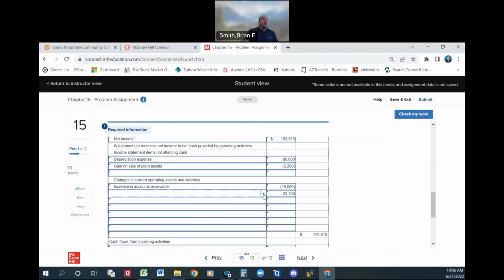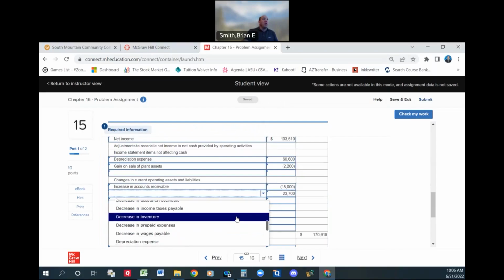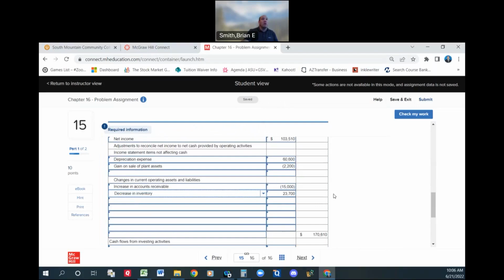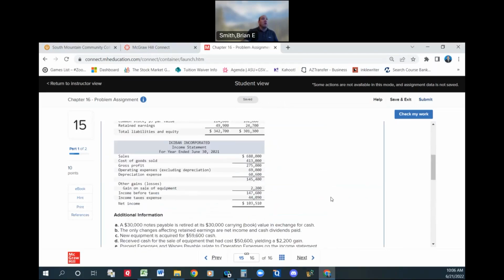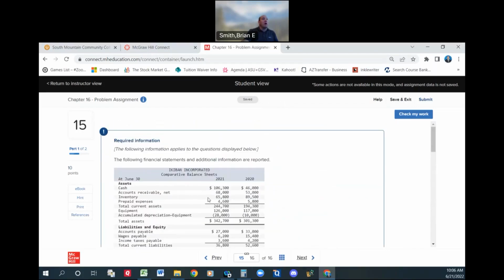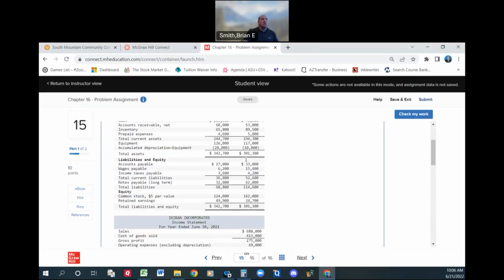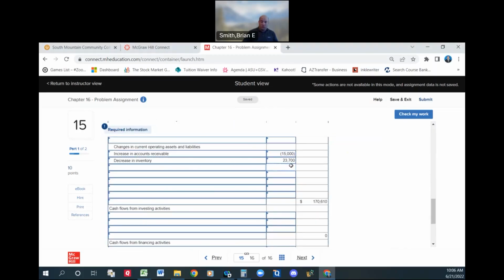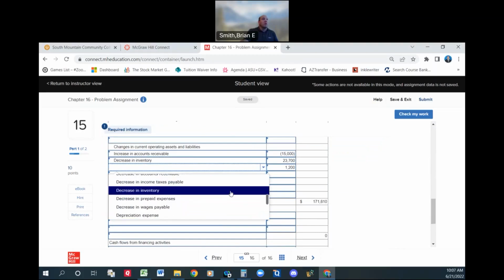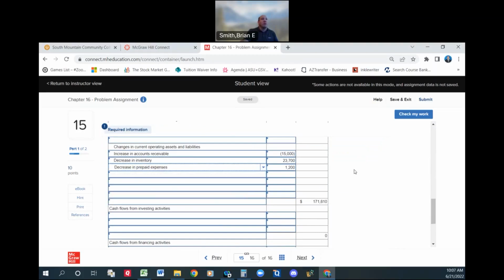And that was a decrease to inventory right there. Oops. All right. So inventory is done. Prepaid expenses decreased, 5,800 to 4,600. So it decreased $1,200. And it decreased, so we're going to increase it. Oh, there it was. Decrease in prepaid expenses.